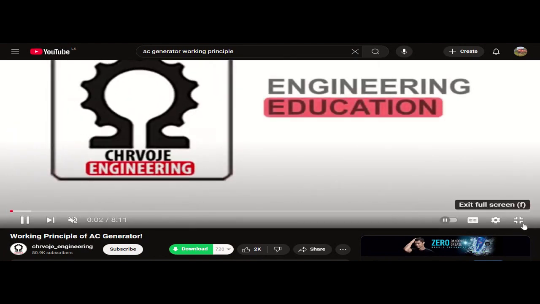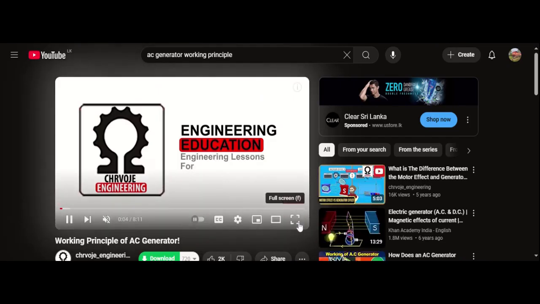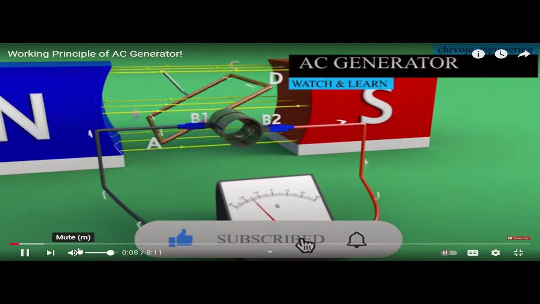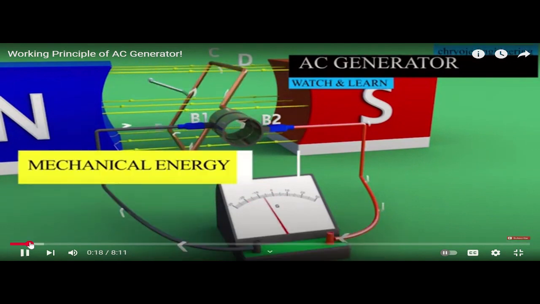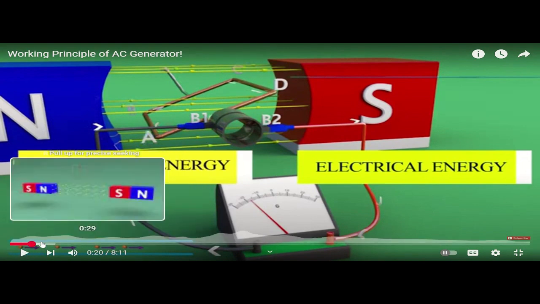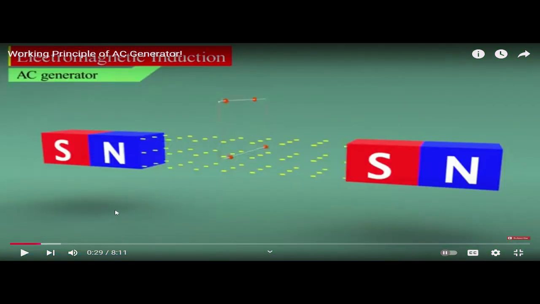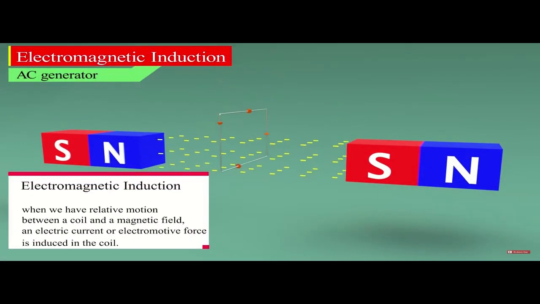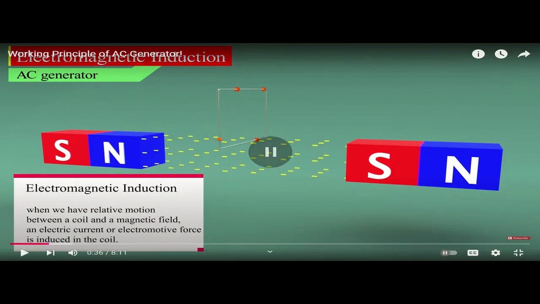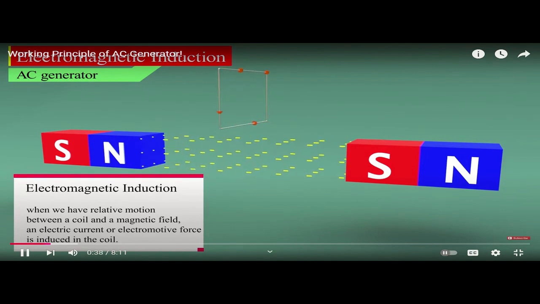In this video, we will look at electrical energy in the form of an AC generator. So when we have relative motion between a coil and a magnetic field, an electric current or electromotive force, this is what we just explained about electromagnetic induction, is induced in the coil. Let's look at the basic structure inside the electrical dynamo.